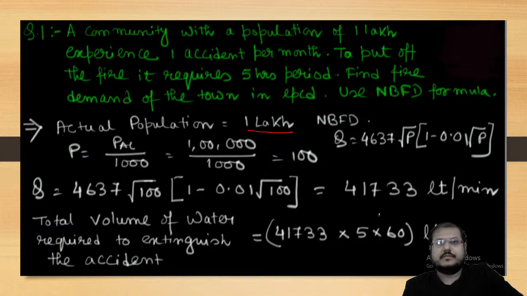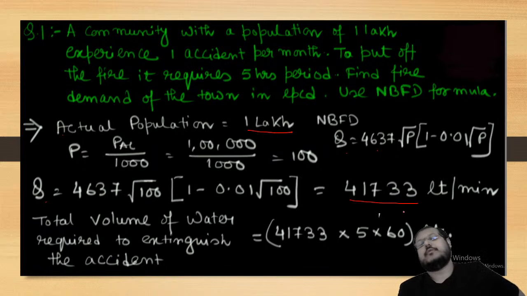The NBFU formula will be used, where Q is equal to 4637 under root P into (1 minus 0.01 under root P). Now, if you put the values in the equation, Q is equal to 4637 under root 100 into (1 minus 0.01 under root 100), which, if you calculate, will be 41733 liters per minute. Now, what is the total volume of water required to extinguish the accident? As you are getting the Q value, in what unit is the Q value coming? As per the equation, it's liters per minute.